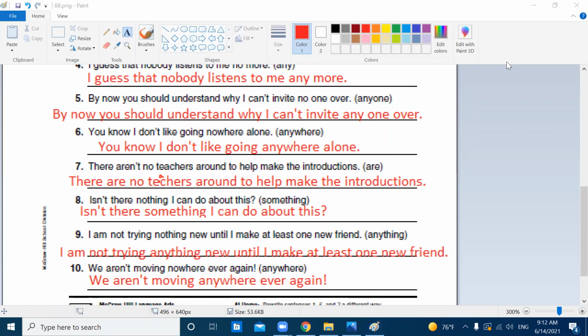Give a minute for you to make sure that you finished writing. We're going to go back up and underline the negatives in each sentence.